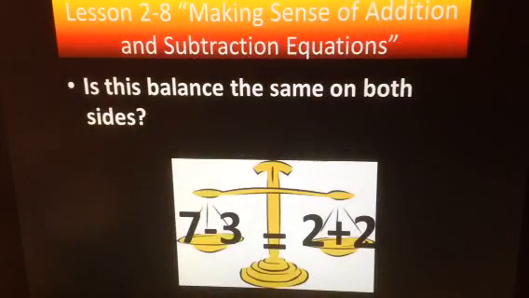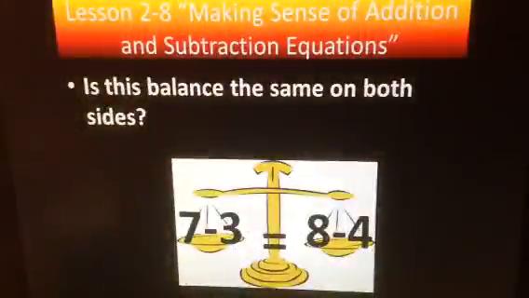Is this balance the same on both sides? This is something students haven't seen a lot of, with pluses and minuses on both sides of the equal sign, but yes, these are both equal. Is this balance the same on both sides? 7 minus 3 is 4, 8 minus 4 is 4, so yes, this one's balanced too.